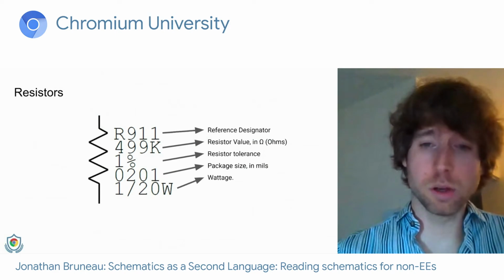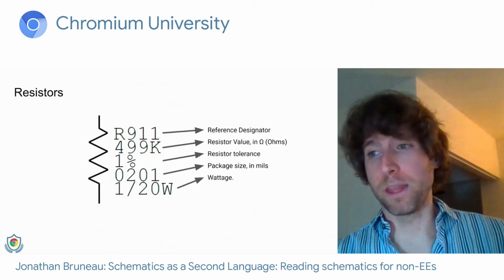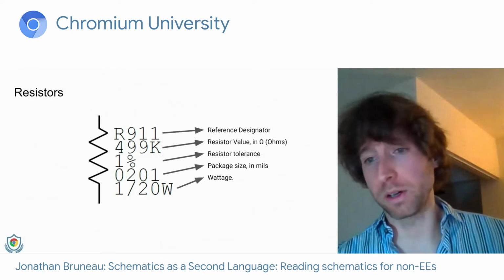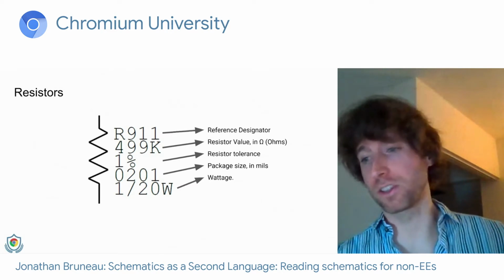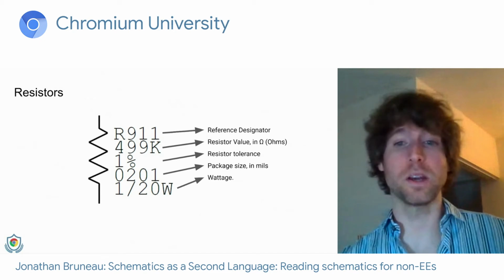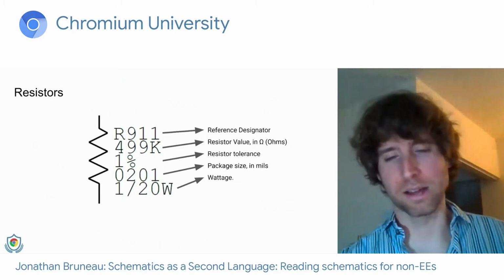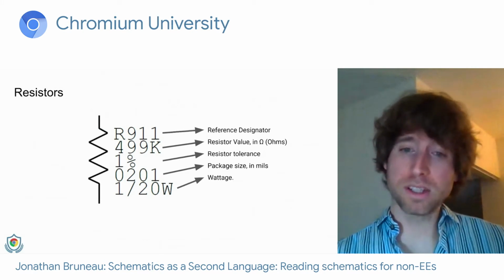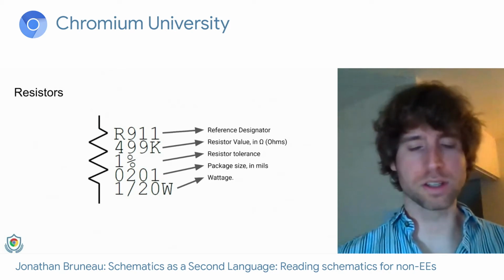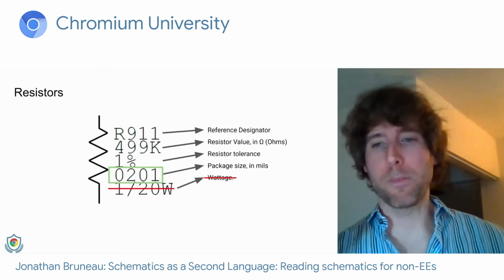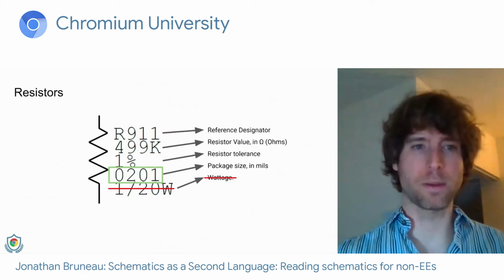The next number is 0201, and that is the package size in mils. Electrical engineers have a choice. They can use millimeters or a completely nonsensical unit called mils, which is 1,000th of an inch. And for some reason, the mil sticks around. So here we are with a resistor that is 20 thousandths of an inch by 10 thousandths of an inch. And the last parameter is the wattage. It's how much heat can this resistor generate before it self-destructs. Typically, the package size implies the wattage, so a lot of the schematics just omit the wattage parameter outright.